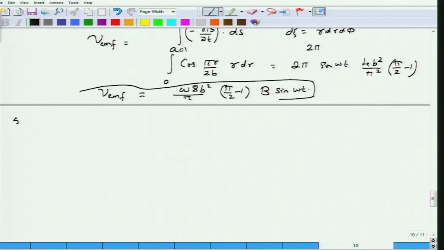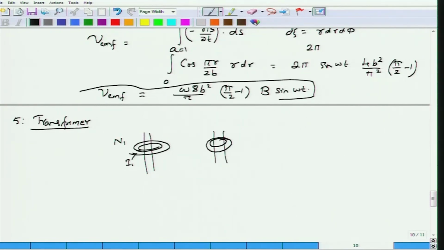As a final example, let us consider a very important circuit element called a transformer. What does a transformer do? It is actually used to change the voltage and current ratio, right. So, it has a primary coil which is carrying a current of I1 and is wound by N1 turns, and then there is a secondary which is carrying a current of I2, but there is a winding of N2, right.